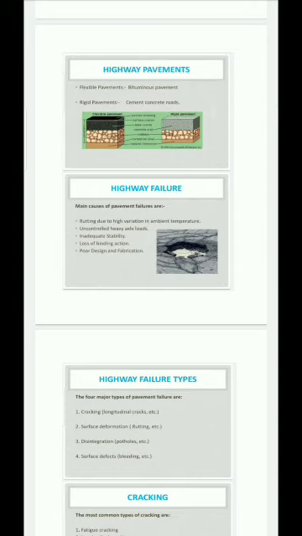Next, highway failure. When you say highway failure, it mostly refers to mistakes in the construction of roads and highways, which are defects, most commonly the cracked roads. So what are the main causes of pavement failures? Those are the following: rutting due to high variation in ambient temperature, uncontrolled heavy axle loads, inadequate stability, loss of binding action, and poor design and fabrication. Mostly the main cause of highway or pavement failure is poor design, where the actual design is not followed in the implementation.